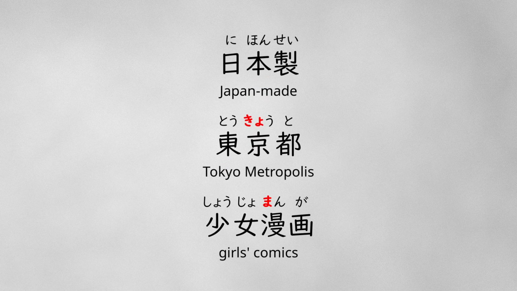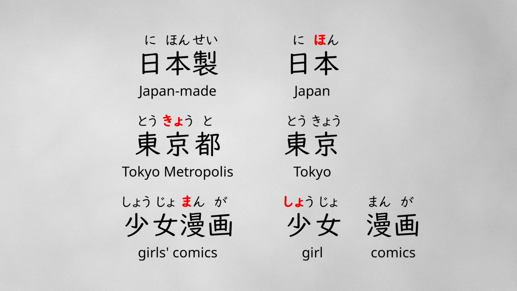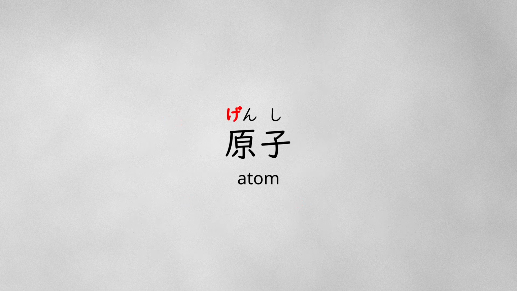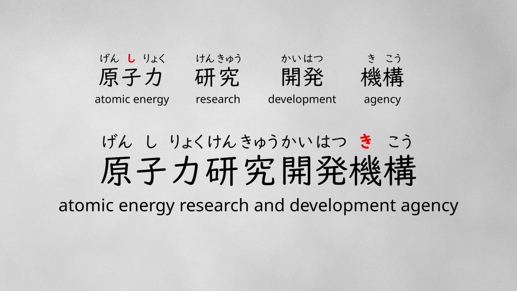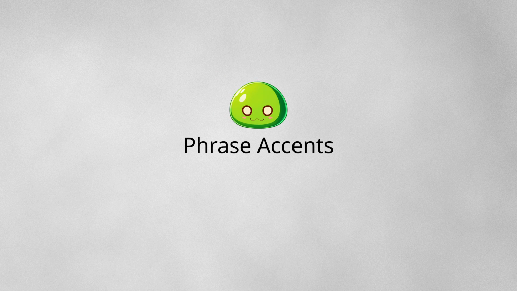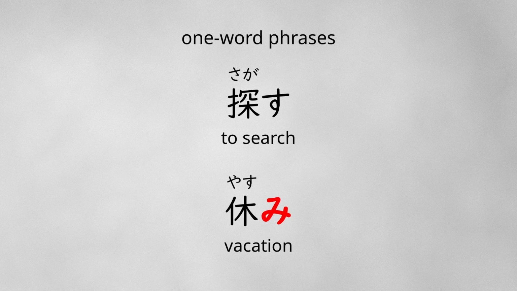Some words are compound nouns. A compound noun may be unaccented or accented, regardless of the accents of its components. If a compound noun is accented, the accent is near the end of the word. Now I'll explain accents at the phrase level. A phrase is made of one or more words.